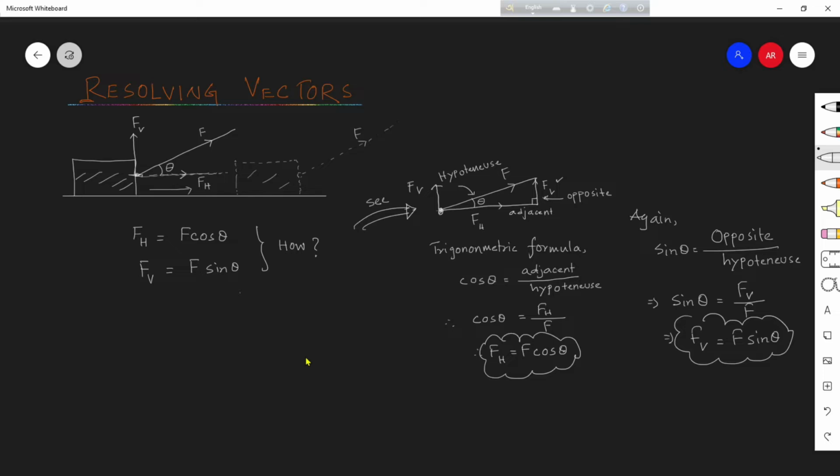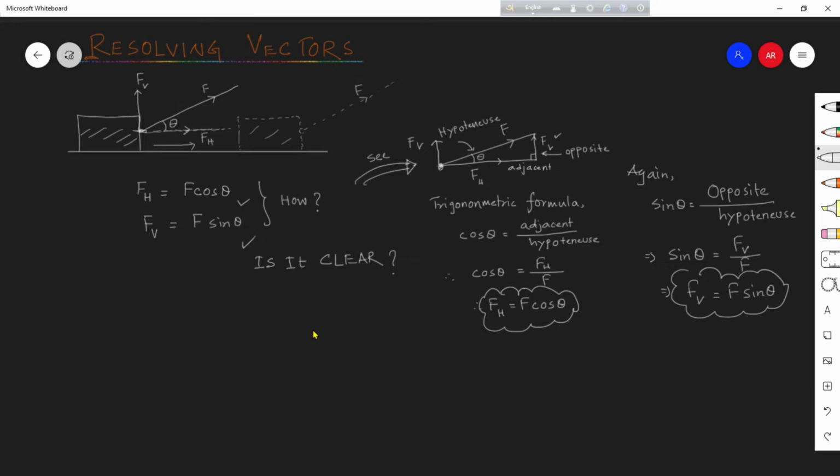And you know that a vector can be shifted parallelly. So the vertical line that I drew from the head of the horizontal can also be drawn from the point where the force acts. So I just shifted the vertical force parallelly, so that from this particular point we have the horizontal FH, the vertical FV, and F is the resultant of FH and FV. Is it clear?